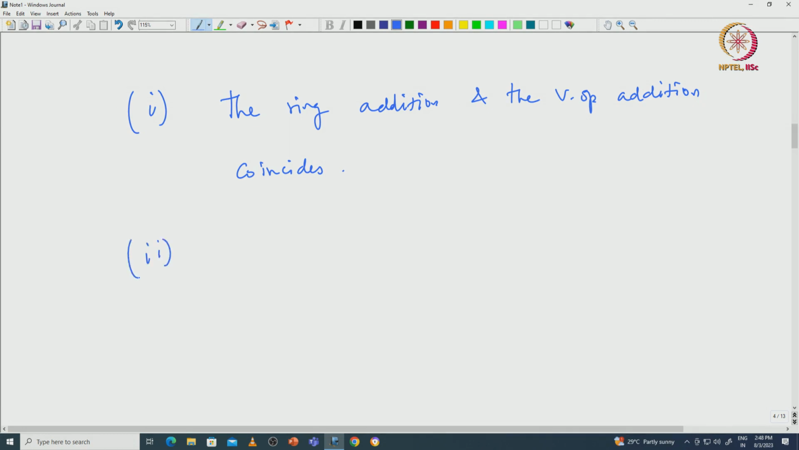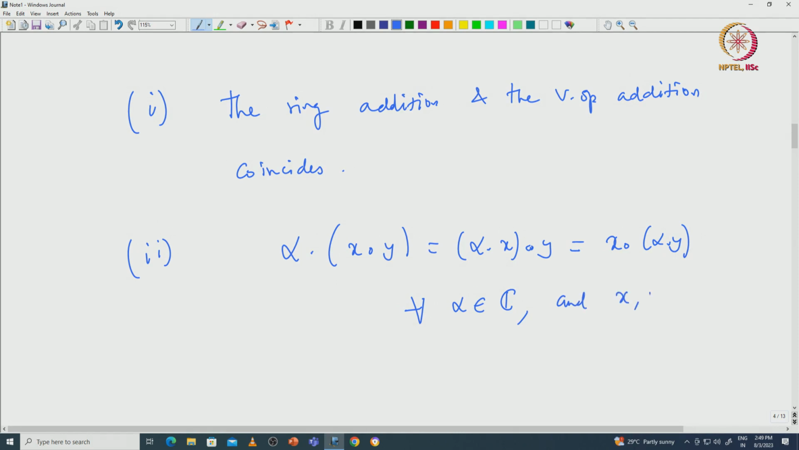And the second condition: the ring structure and the vector space structure should interact with each other. The following condition must be satisfied with respect to the scalar multiplication, denoted by dot, and the ring multiplication, denoted by circle. We have (α·x)∘y equal to α·(x∘y), and also equal to x∘(α·y). This should be true for all scalars α from C and all vectors x, y from capital A. If you have a ring with an additional vector space structure satisfying this condition, that will be called an associative algebra A over C.